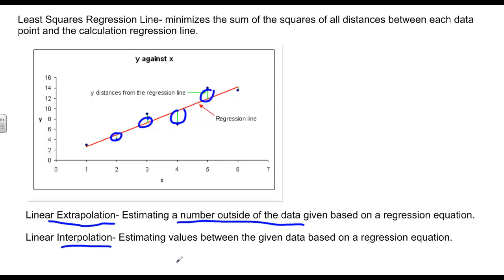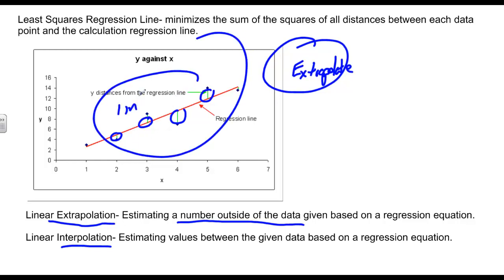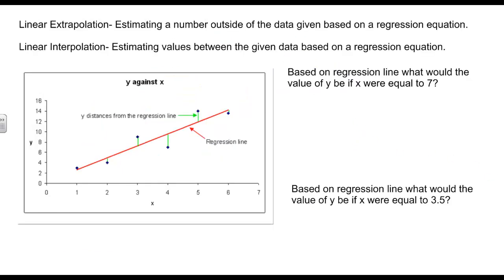When we talk about interpolation, again, we're estimating values, but the values we're estimating for are values within the data given. So if we were going to extrapolate, we're talking about values out here. Whereas if we're talking about interpolation, we're talking about values in here. All right? Let's give you a little taste of that right here.